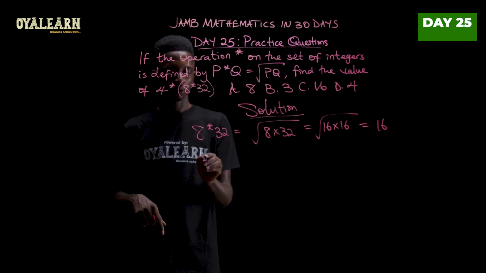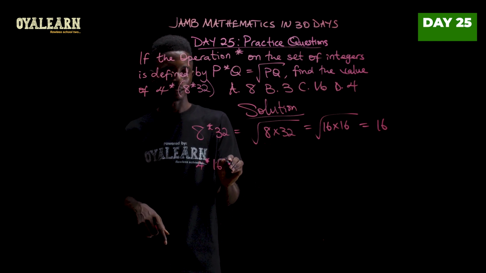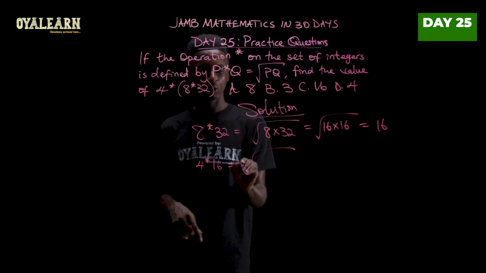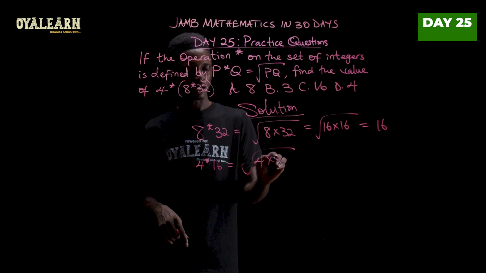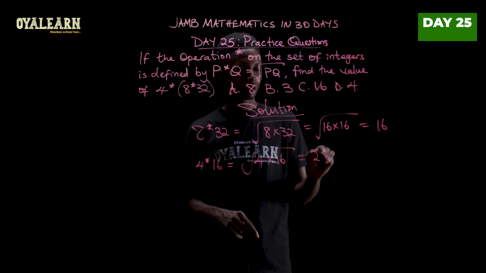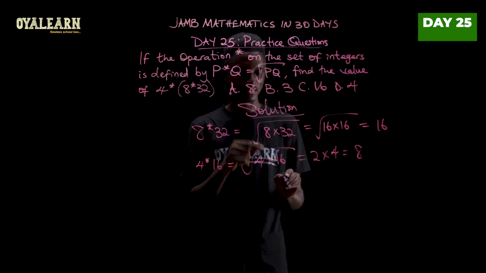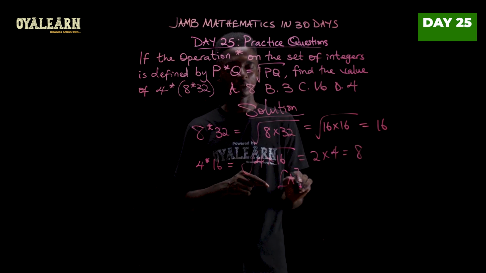And then what we'll now have will be 4 and 16, which would then be the square root of 4 times 16. Now the square root of 4 is 2, the square root of 16 is 4, and 2 times 4 will give us 8. So the answer is 8, which is option A.